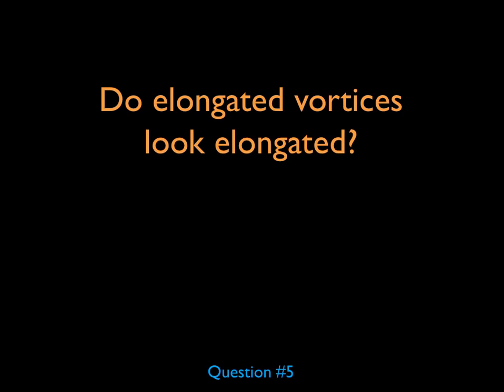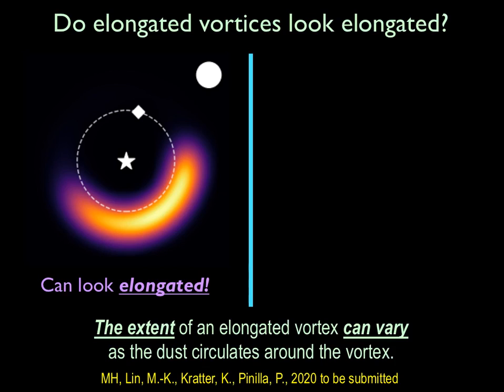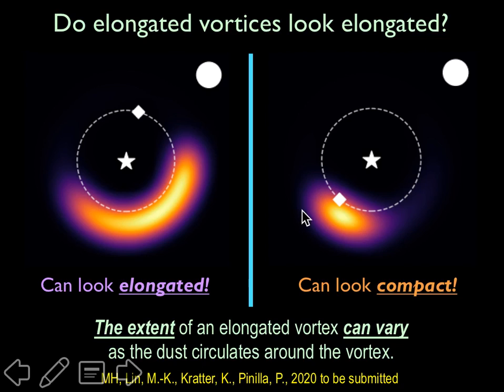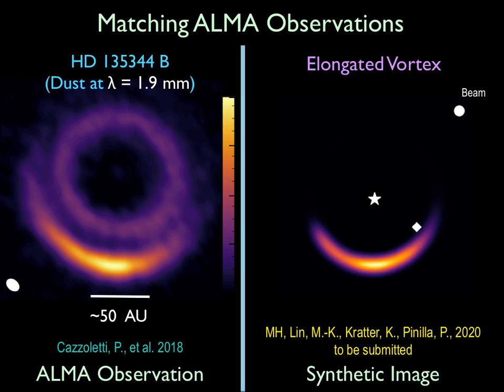Now with the dust circulating, do elongated vortices actually look elongated? The answer is yes, but not always. Now as the dust circulates through the middle of the vortex, it does typically appear elongated. But when the peak reaches the edges, it can also look compact. So with both outcomes possible, it's not straightforward to infer the extent of the gas vortex just from looking at the dust. Now going back to the beginning of the talk, we couldn't explain this ALMA image too well with a compact vortex, but an elongated vortex does a much better job.